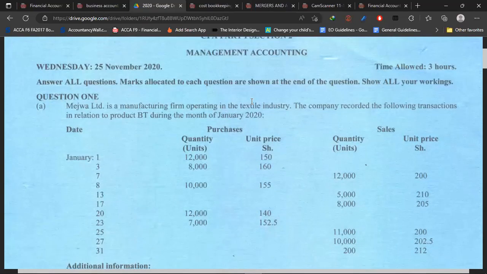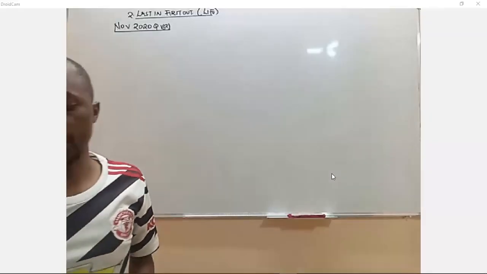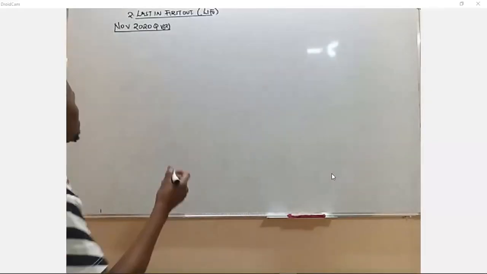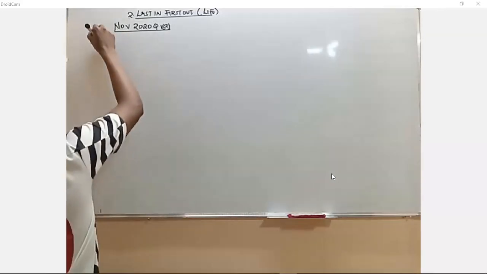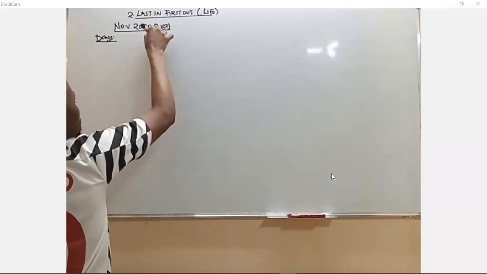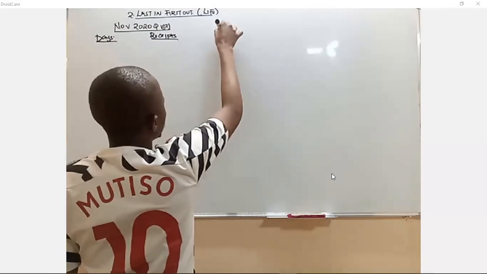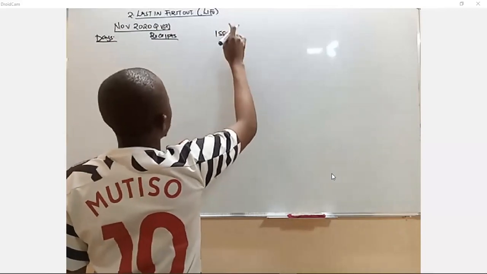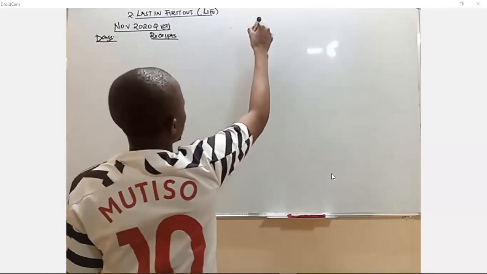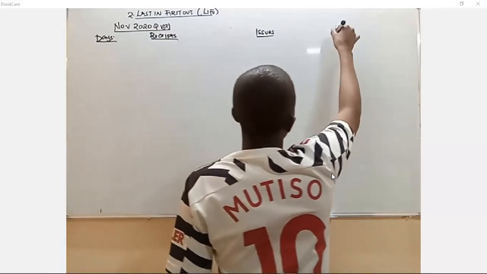So in this case, let me go back to the boards. I think there must be someone who is suffering with network issues. So here we are going to have receipts, we have issues, and then we have balances here.